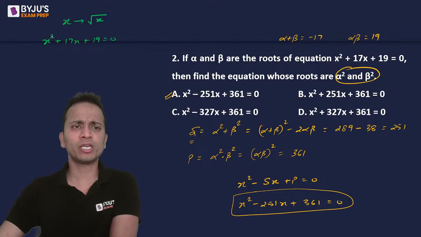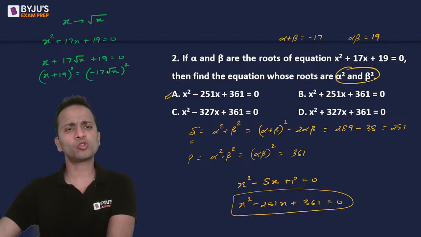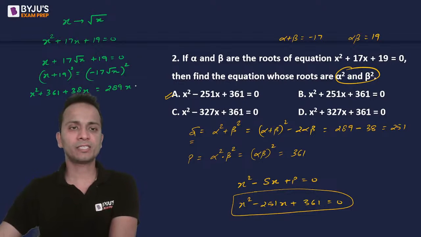Substitute root x in place of x, so x square becomes x, and it will become x plus 17 under root x plus 19 equal to 0. I'll keep x plus 19 on one side and minus 17 root x will go on the other side. Now take the whole square on both sides, do the squaring on both sides. So you will get x square plus 361 plus 38x is equal to 289x. Upon simplifying, you will get the same answer, that is x square minus 251x plus 361 equal to 0.